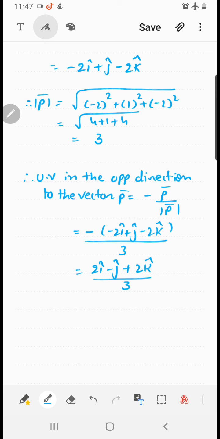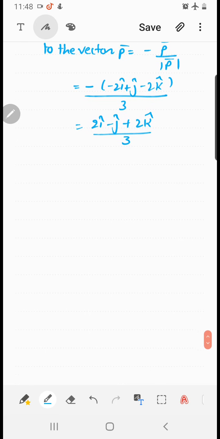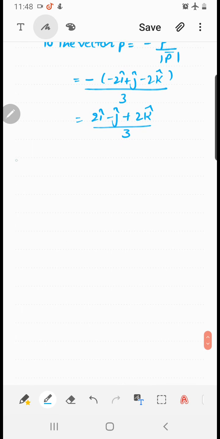Okay. So 3 varieties you have seen. Number 1, they will say along. Number 2, they will say parallel. And number 3, they will say opposite. If they say along, plus sign. If they say opposite, minus sign. If they say parallel, plus or minus sign. But in all the cases, the formula remains the same, vector upon its magnitude. Okay. Let's take one more question.